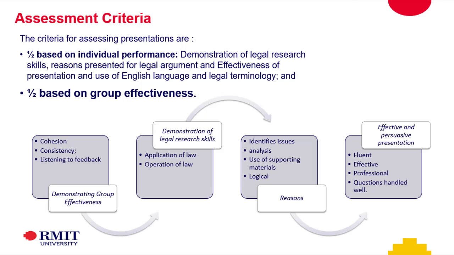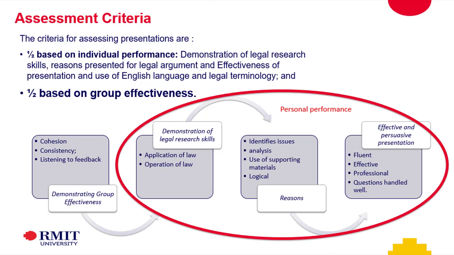So, assessment criteria for the group presentations pretty much work like this. There are 4 criteria. The demonstrated group effectiveness: 50% of it is your group performance and 50% is the rest, but it kind of overlaps when you think about it.